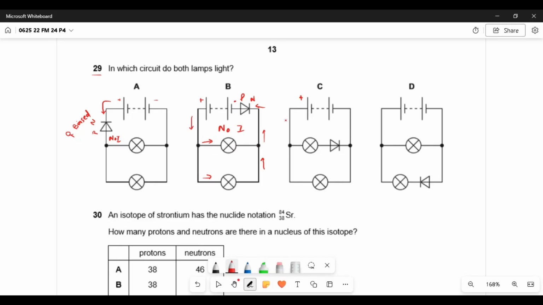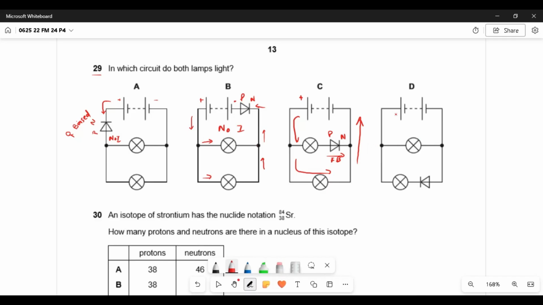Here in this condition, the diode is attached with P type to positive, so the diode is forward biased. So it is working and current flows through it like this. When current flows through it, current completes the loop in both of these circuits and they will light up.